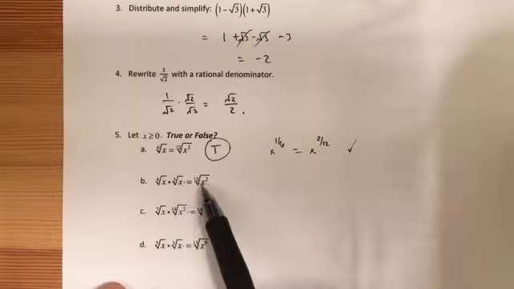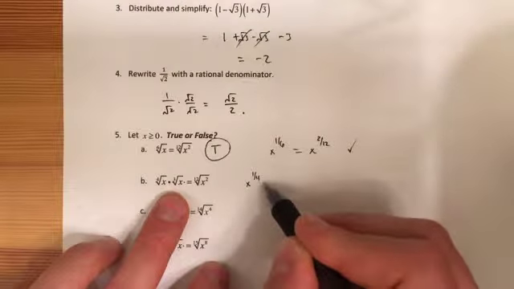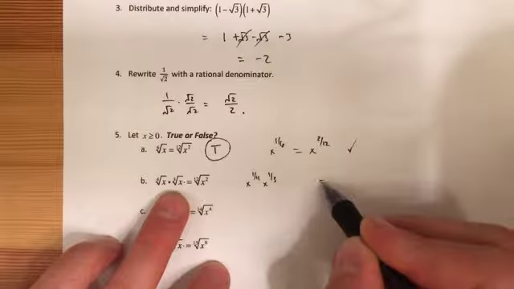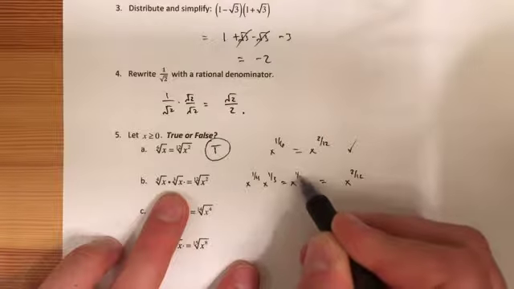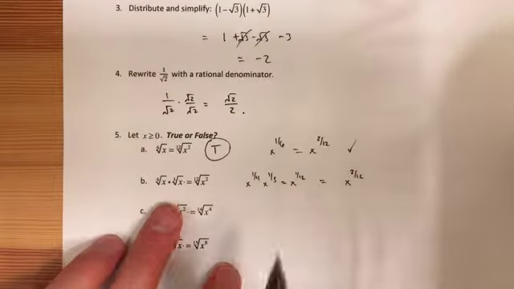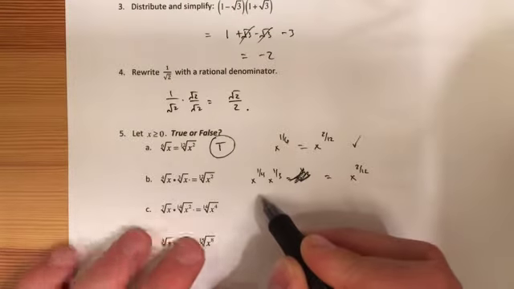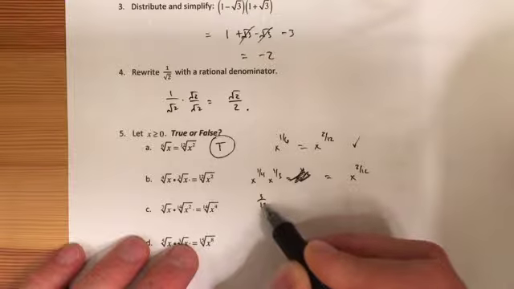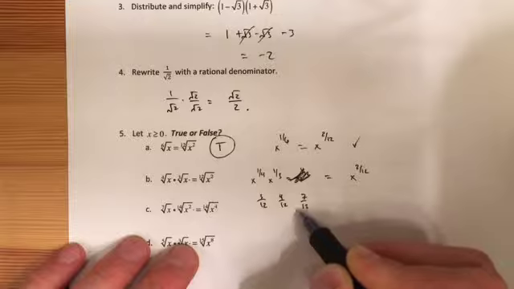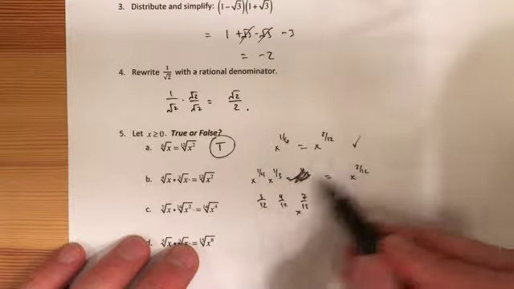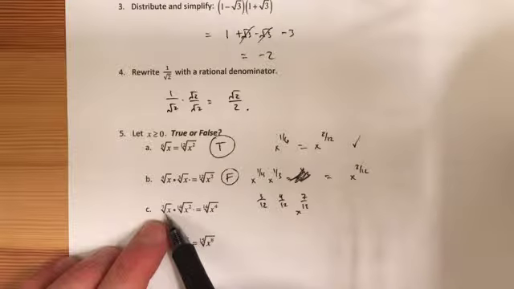4th root of x times the cube root of x equals the 12th root of x squared. Well, the 4th root of x is x to the 1/4. Cube root of x is x to the 1/3. Does that equal x to the 2/12? No, because you would add those. But what is 1/4 plus 1/3? Well, it's 3/12 plus 4/12, so it should be 7/12, I think, x to the 7/12. So no, this is false. This does not work out. 7th root of x.